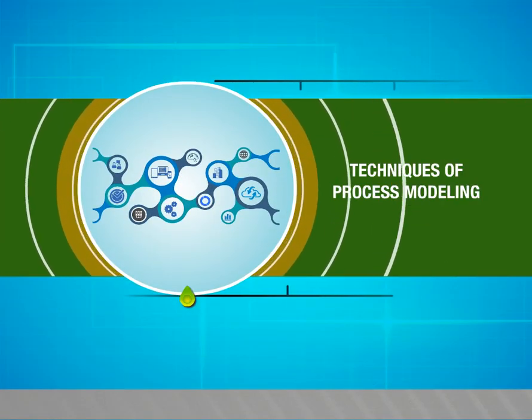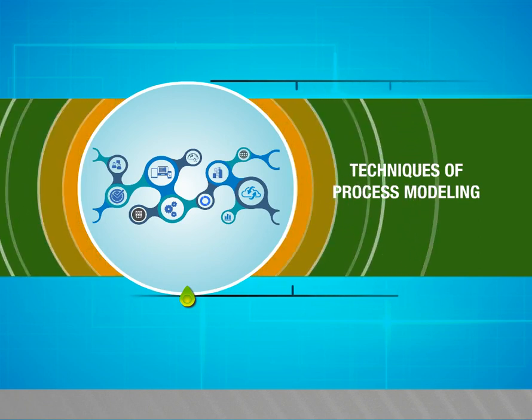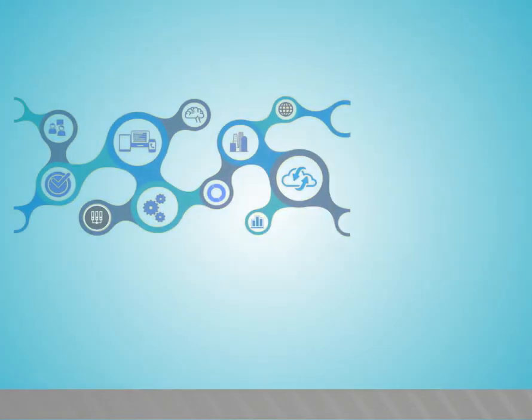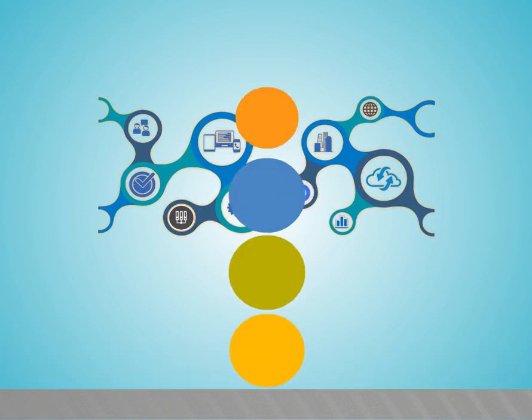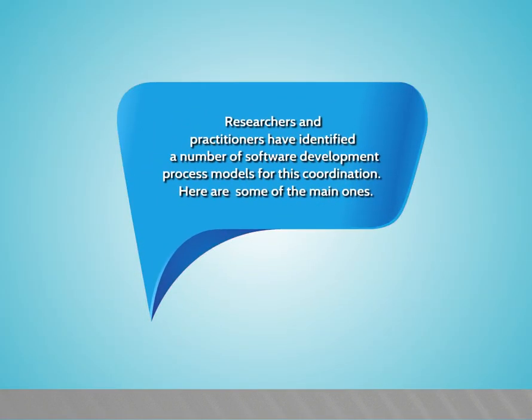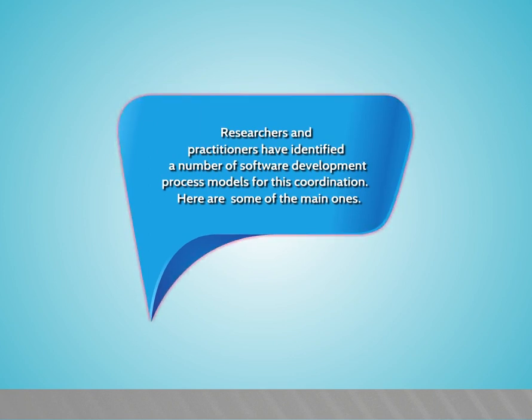Techniques of process modeling. In this video, we are going to see about techniques of process modeling. A system too large for one person to build is usually also too large to build without an overall plan that coordinates the people working on it, the tasks that need to be done, and the artifacts that are produced. Researchers and practitioners have identified a number of software development process models for this coordination. Here are some of the main ones.